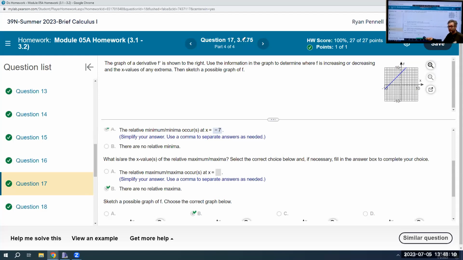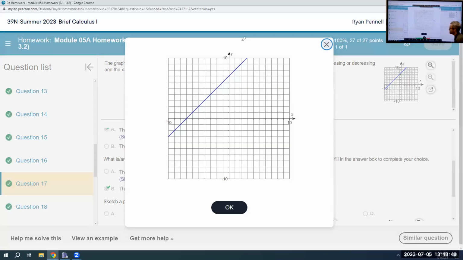They give you the graph of the derivative and they're asking you questions about the original function. This is heavily tested. It's possible you even saw this if you took the ACT or SAT, if they have calculus questions on there. So the graph of the derivative is shown to the right. Use the information in the graph to determine where f is increasing or decreasing and the x values of the extrema. Then sketch the graph if possible.